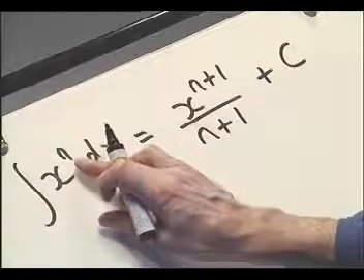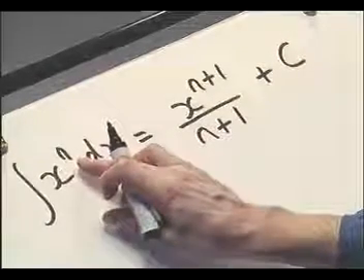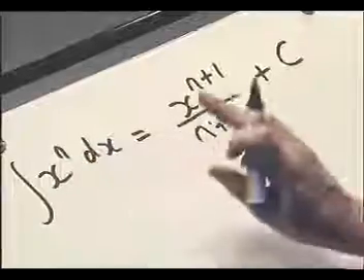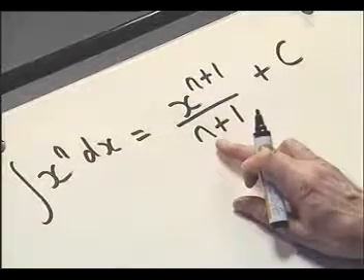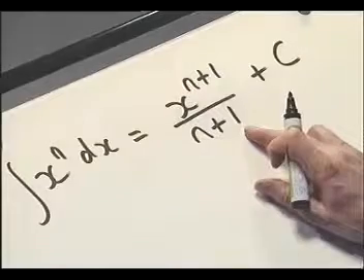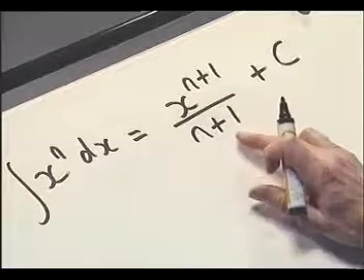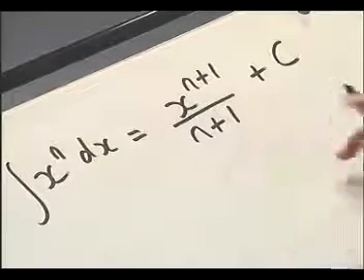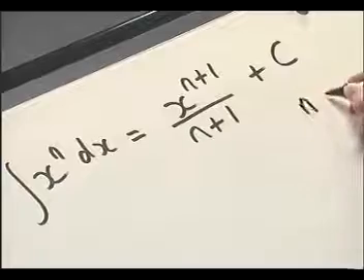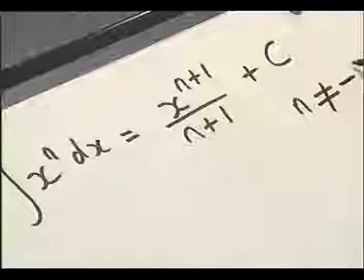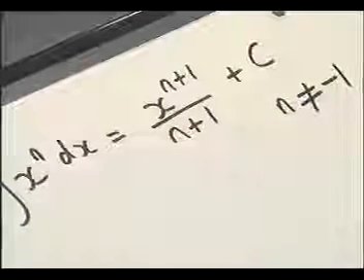n can be any number, a whole number, a fraction, a decimal, except it cannot be minus 1. If it were minus 1, we'd have minus 1 plus 1 would be 0, and we're not allowed to divide by 0. So in this particular case, n does not equal minus 1.